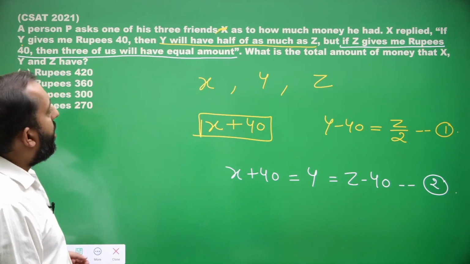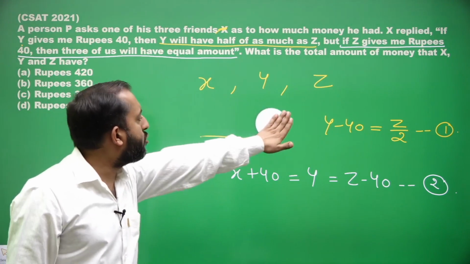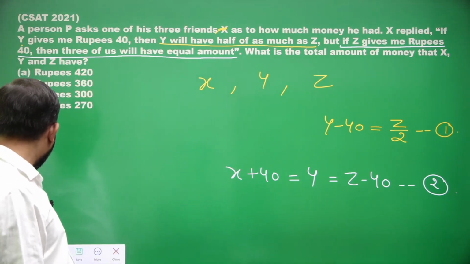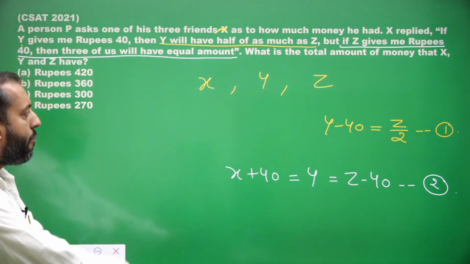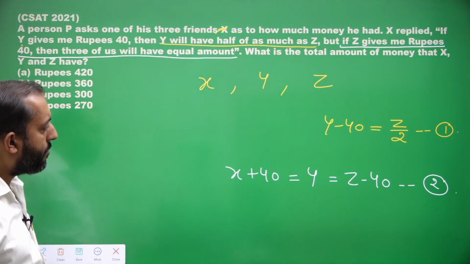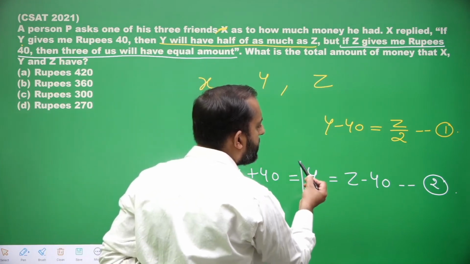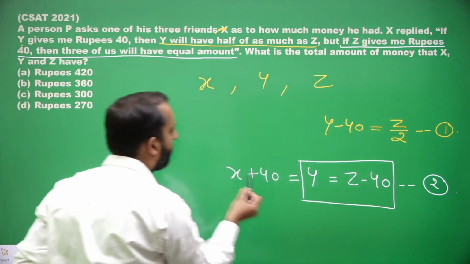Now, what is the total amount of money that X, Y, and Z are having? So, the total amount of money with X, Y, and Z is what we are looking for. Okay. Then, what can we do now? See, just consider this part of equation 2.